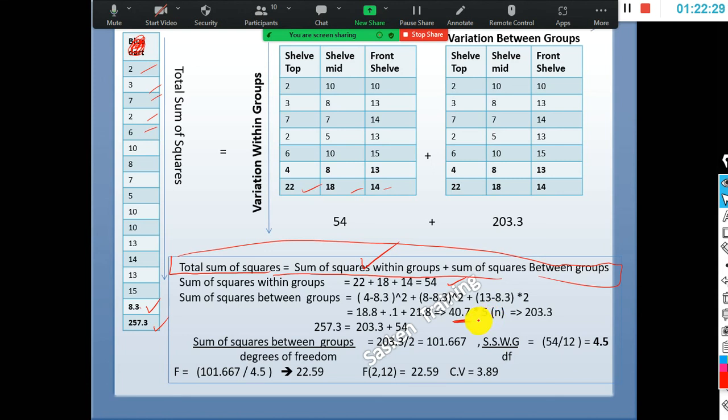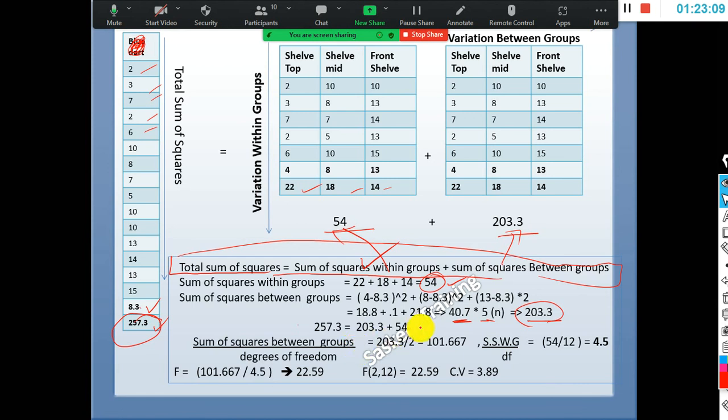You need to multiply this by 5. Okay, what is 5? 5 is nothing but the number of your sample size. And you will get 203.3. So you got the value for sum of squares within groups, which is 54. Sum of squares between groups, you got 203.3. If you add these two, you will get the total sum of squares. It should match with this value, 257.3, which is 203.3 plus 54. The sum of squares within groups, I already did. Sum of squares between groups, we have computed like this, 203.3. And why should I multiply this by 5? Yes, that is the formula.